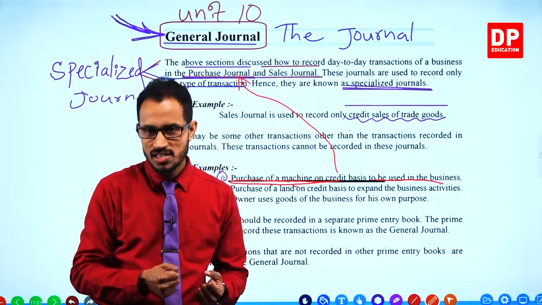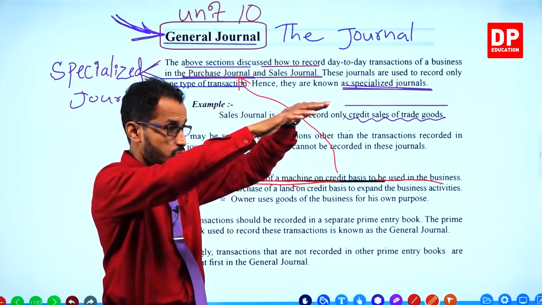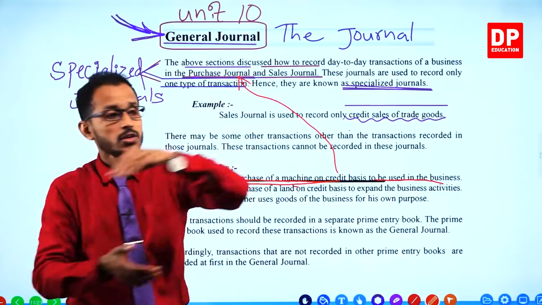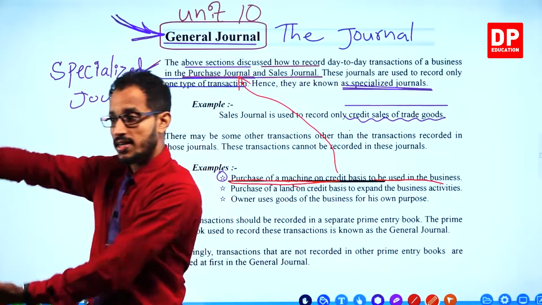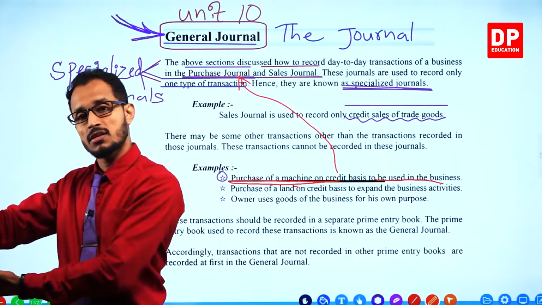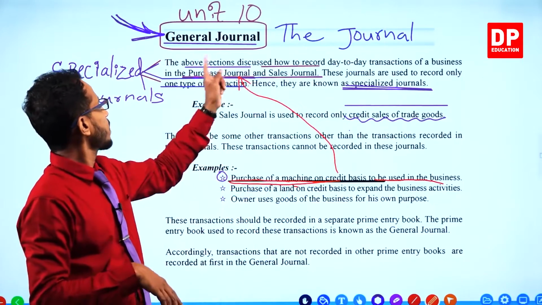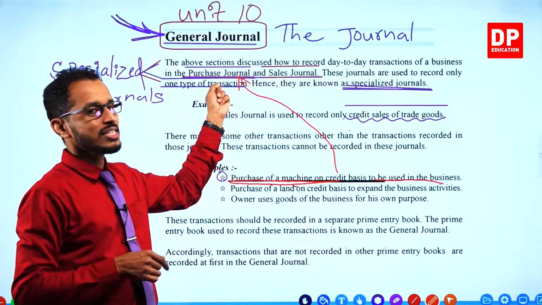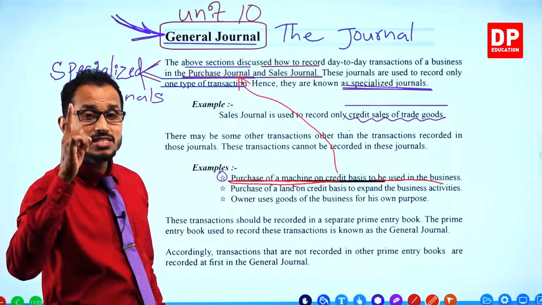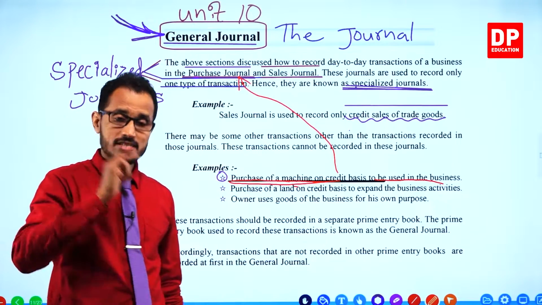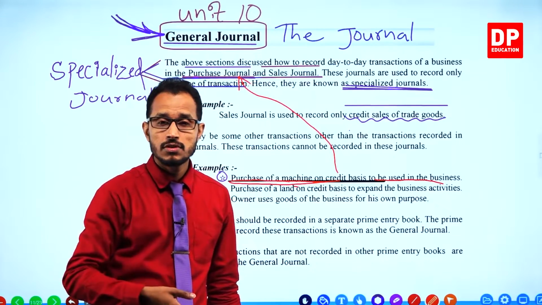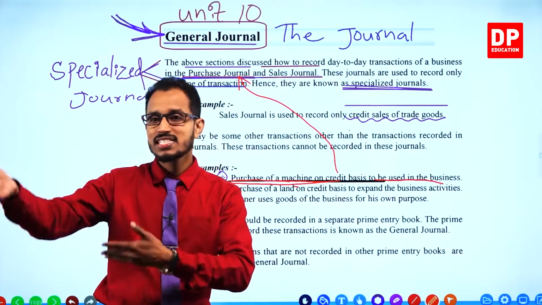Only if we purchase trading goods, bought to be sold again for reselling, only those trading goods, if you purchase, those transactions only go to the purchases journal. Those transactions only. Purchasing of trading goods, goods which you buy to resell in the shop.